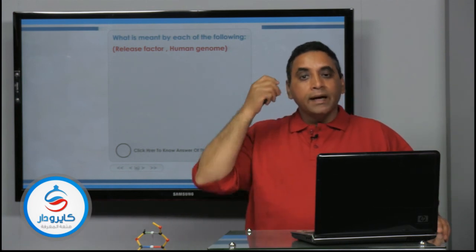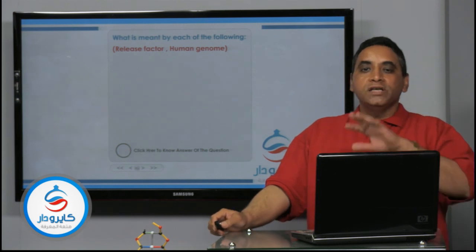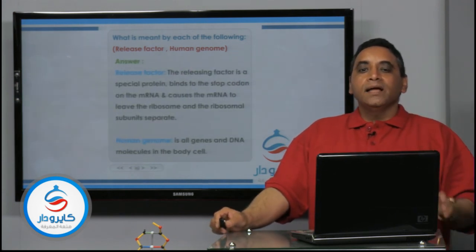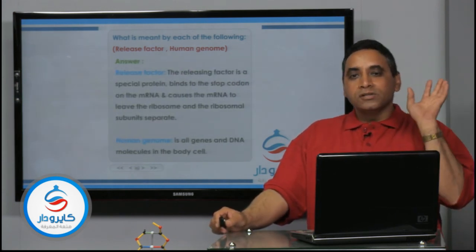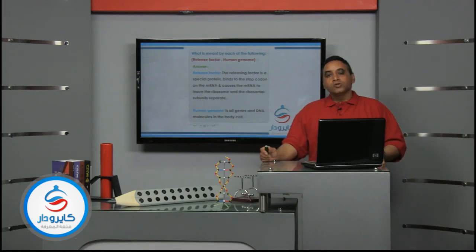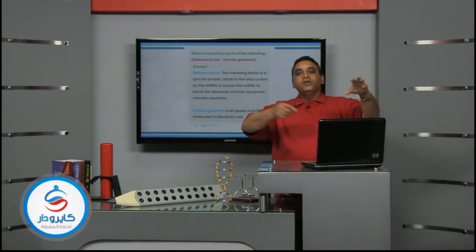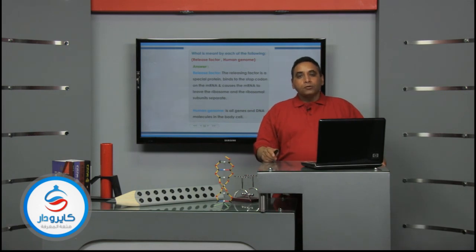But what about the human genome? The human genome is all the genes and the DNA located inside the body cells, or the somatic cells. All the DNA and all the genes present in the somatic cells we call the genome. And we know that the human genome is divided into two groups. The first is called codon, about 70%, but 30% is non-codon.